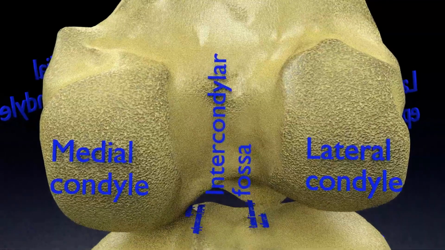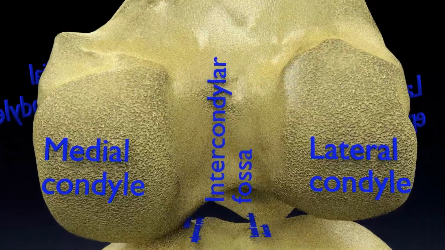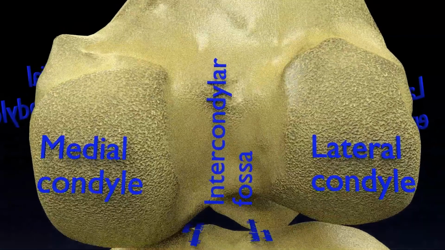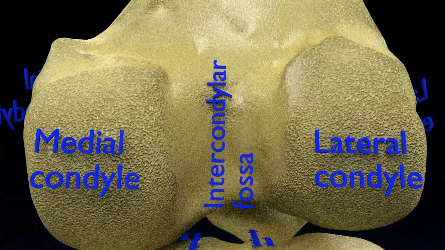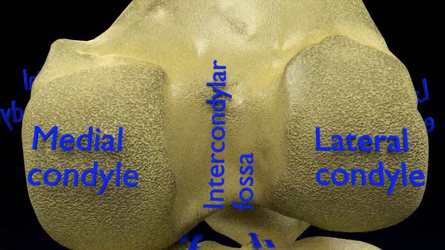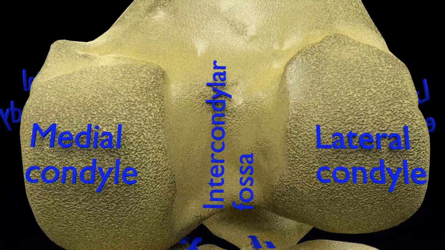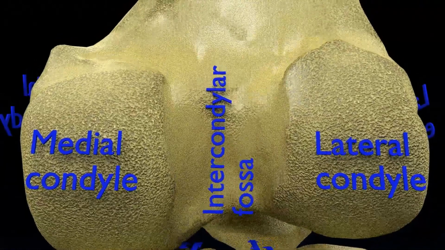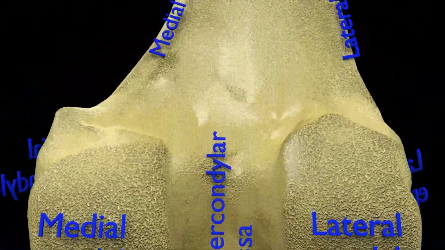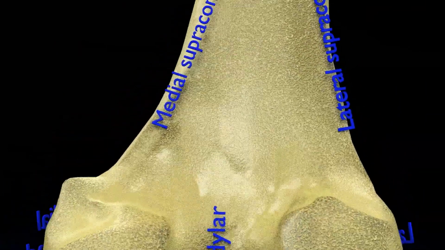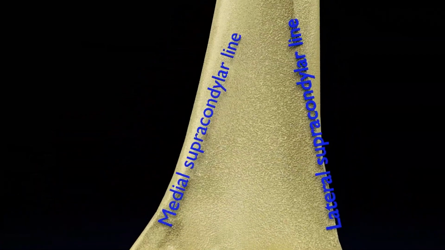The condylar fractures of the femur can be of different patterns. It can be supracondylar or intercondylar, that is either capital T or capital Y type, and unicondylar, that is involving only one condyle, either medial or lateral. Above the medial and lateral condyle, as seen here, are the medial and lateral supracondylar lines.